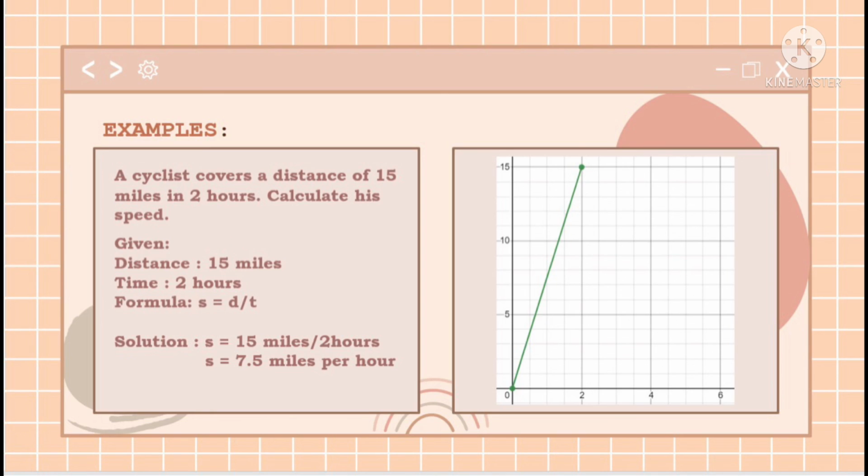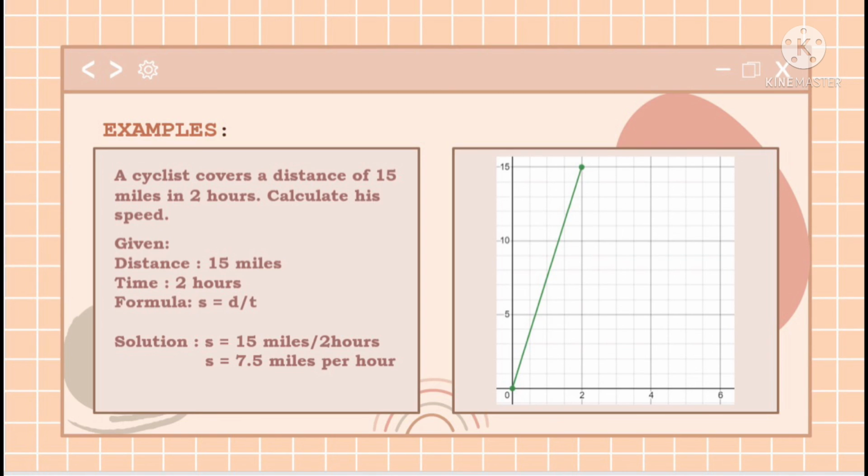So let's proceed to examples. Example number 2. A cyclist covers a distance of 15 miles in 2 hours. Calculate his speed. So the givens are distance 15 miles, time 2 hours. We will use the formula speed equals distance divided by time.